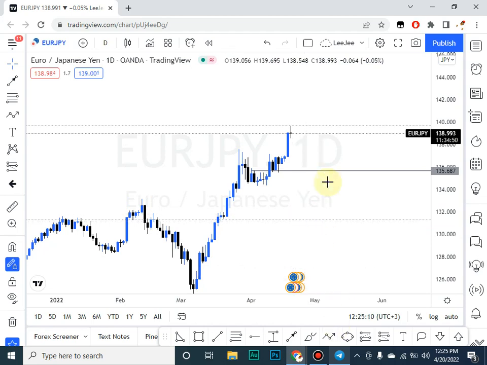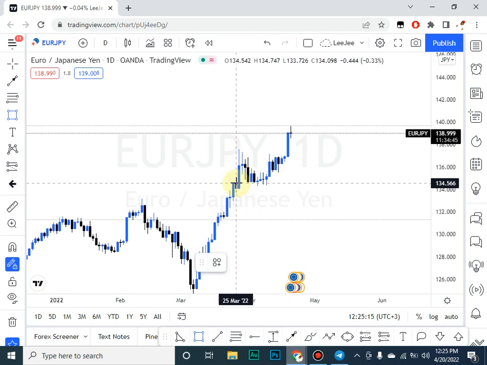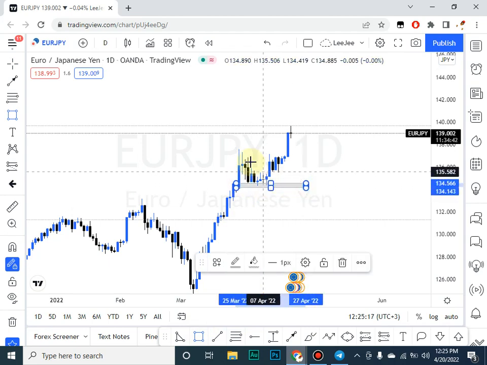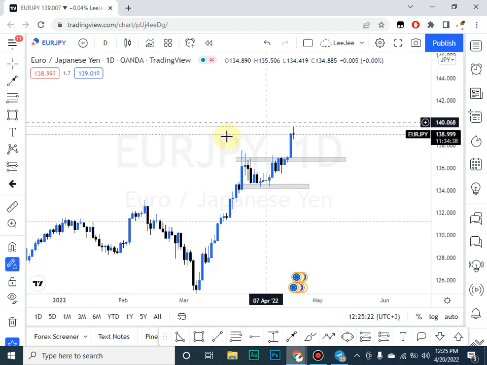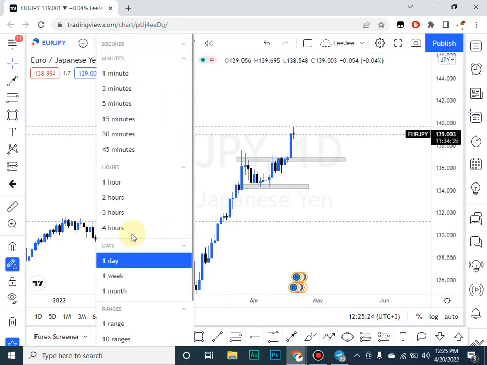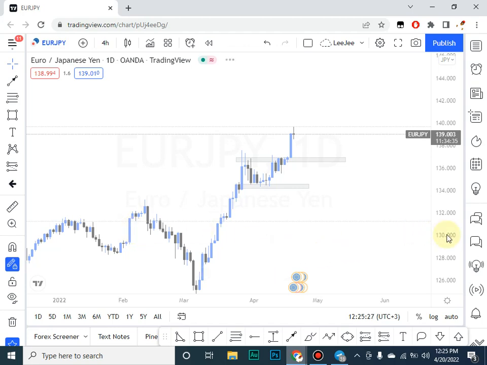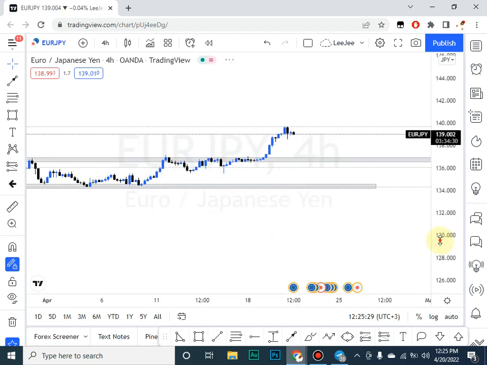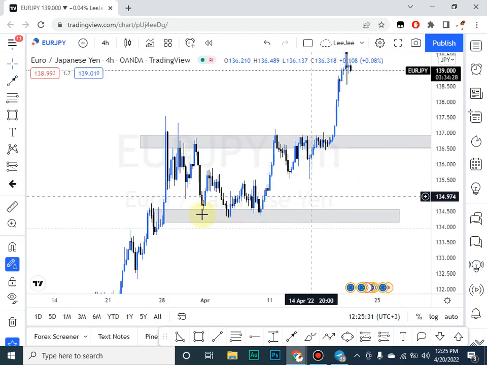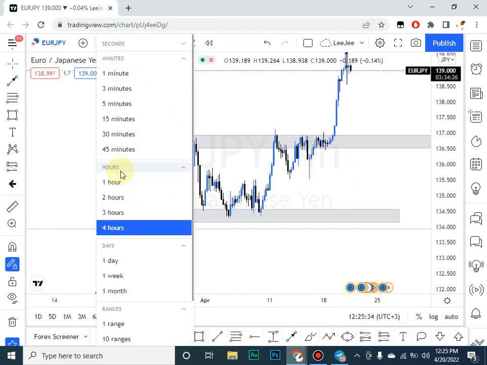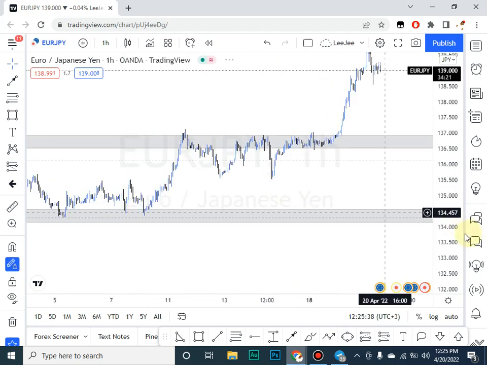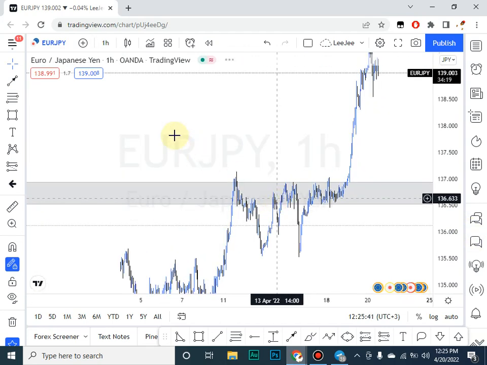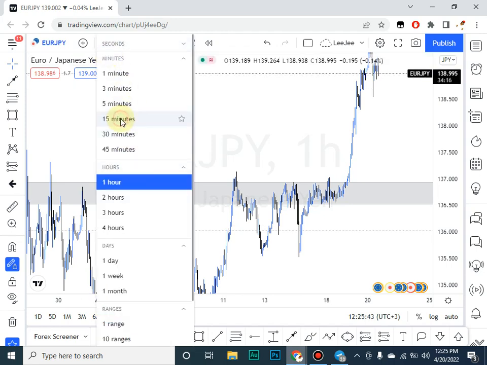Okay, let me remove this. So we have this support over here, and we had a resistance over here. So how could we make an entry? The 4 hour, let's see. Oh, okay, nice. Then back to the hourly time frame. Good, nice. Let's look at the 15 minutes.